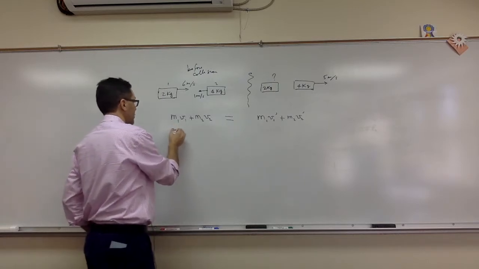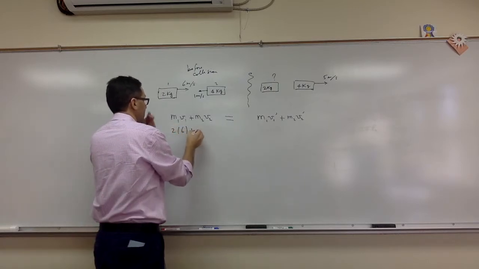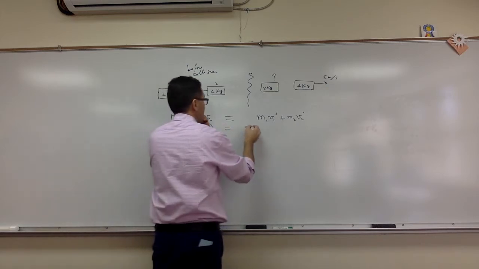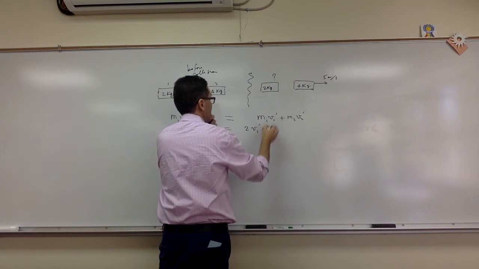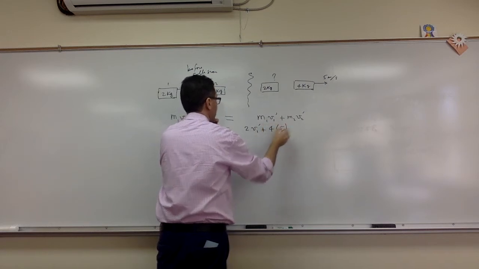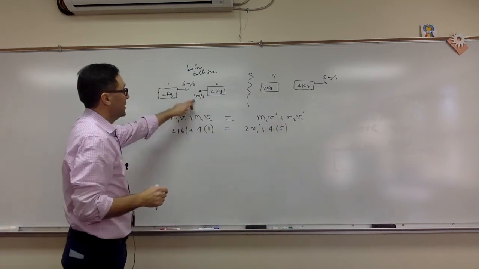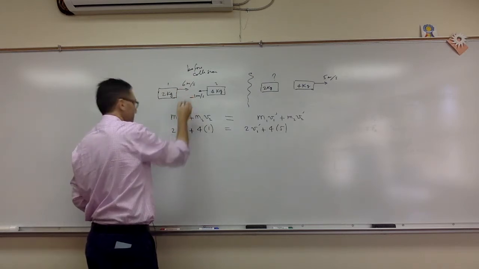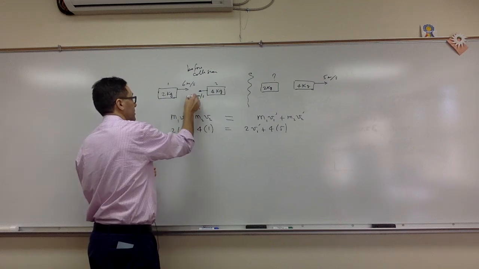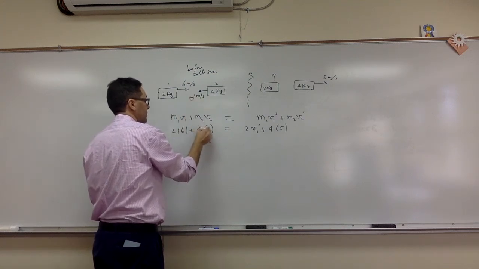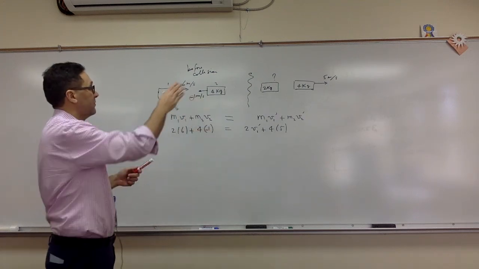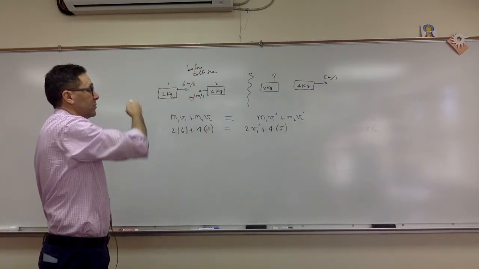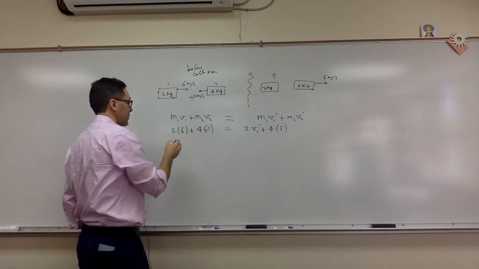So this is, again, 2 times 6 plus 4 times 1 equals 2 times v1 prime plus 4 times 5. But if you look, pay attention here, this one here is pointing to the left. So I have to make that negative. That's important. So this should be minus. Okay? The 5 kilogram bounced back, so which means it's a positive 5. It didn't just keep going this way. And let's see what happens.